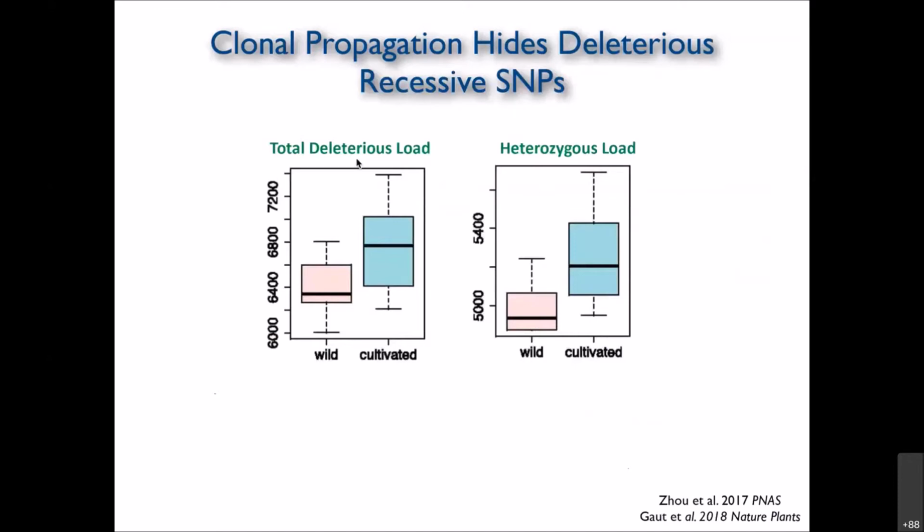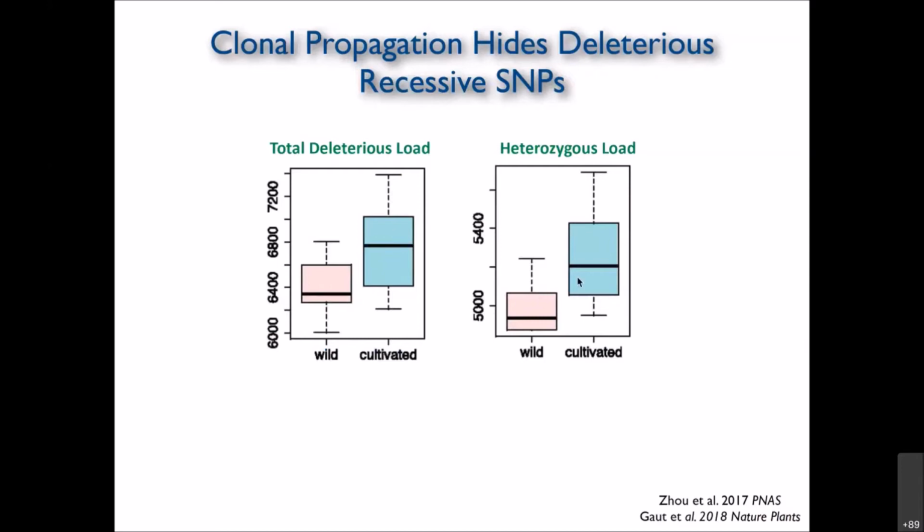And what we found is that when you measure these kinds of mutations, these deleterious or predicted deleterious mutations, the cultivated accessions had many more than the wild accessions. Now that's not surprising. This is called the cost of domestication. You see this a lot in domesticated crops.